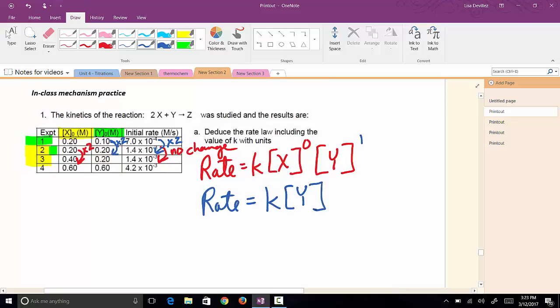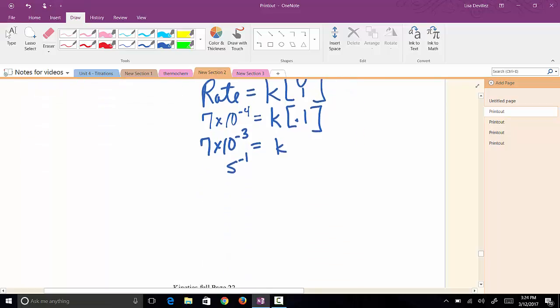And then to find my value of k, I'm just going to use experiment 1. So 7 times 10 to the minus 4 equals k, and then my Y is 0.1. So my k is going to be 7 times 10 to the minus 3. And my units, because it is overall first order, are just going to be seconds to the minus 1 on the k.